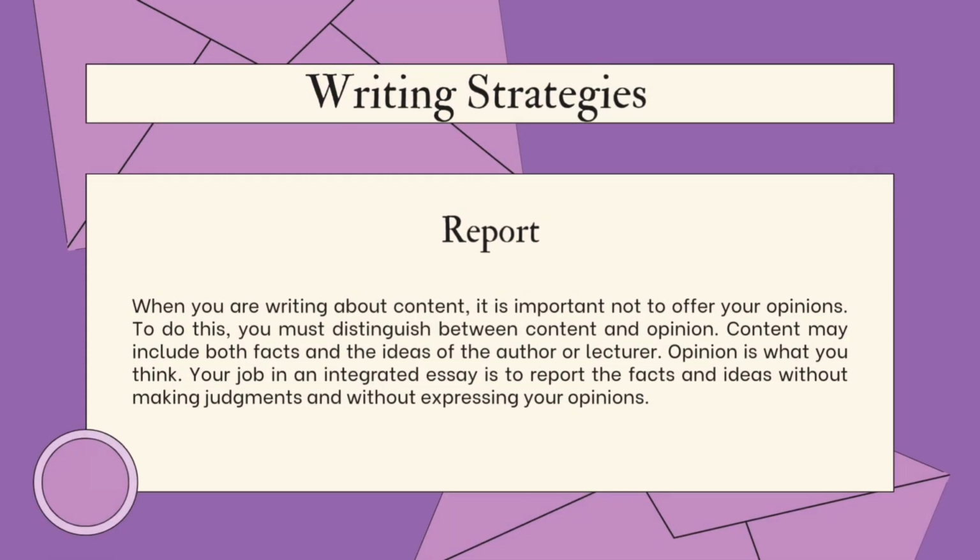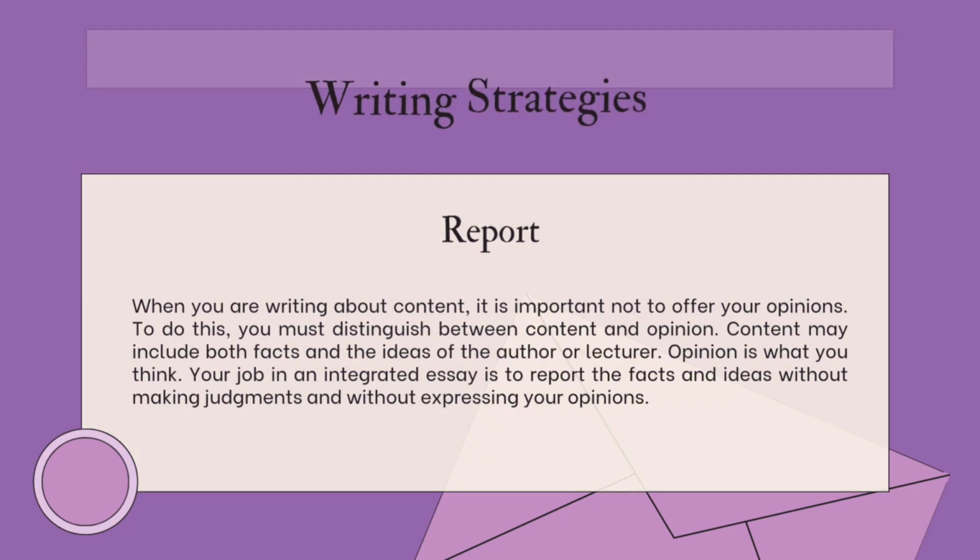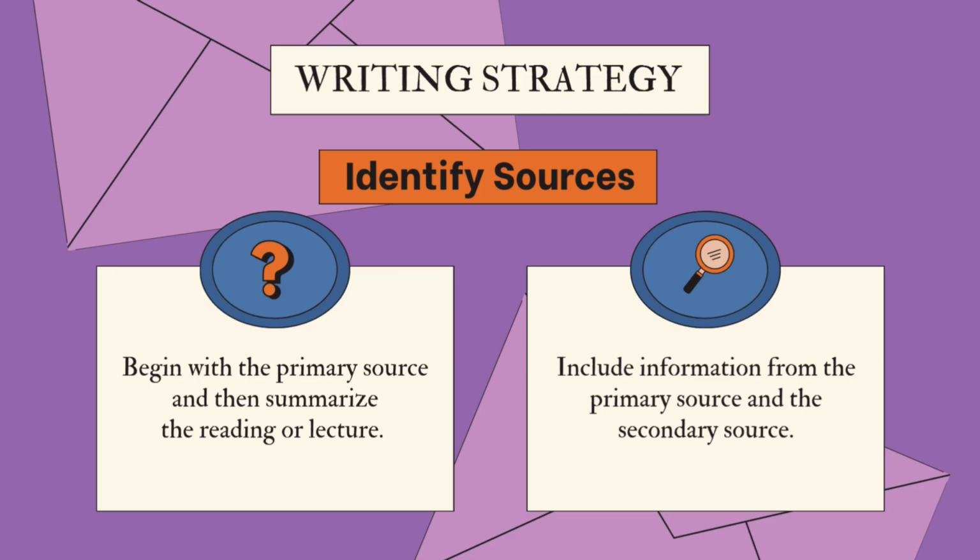The first writing strategy for the integrated essay is to report. When you are writing about content, it is important not to offer your opinions. To do this, you must distinguish between content and opinion. Content may include both facts and ideas of the author or lecturer. Opinion is what you think. Your job in an integrated essay is to report the facts and ideas without making judgment and without expressing your opinions.